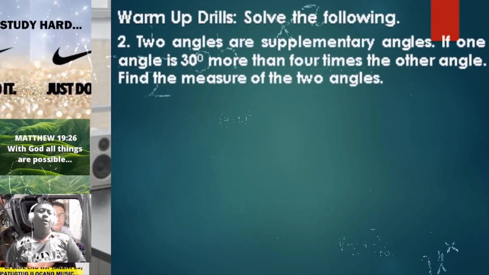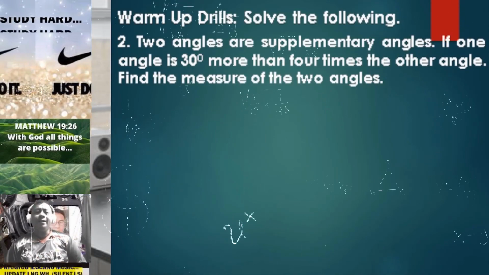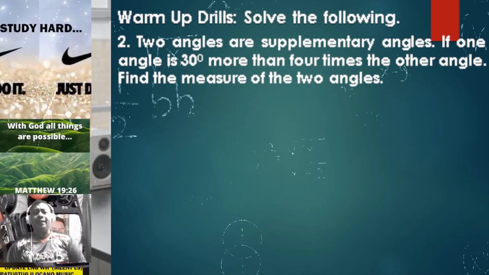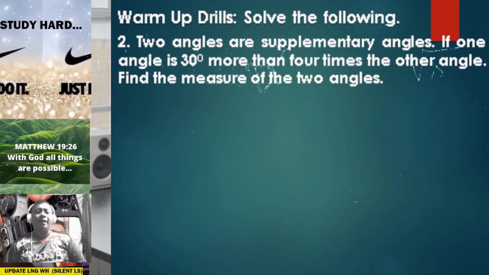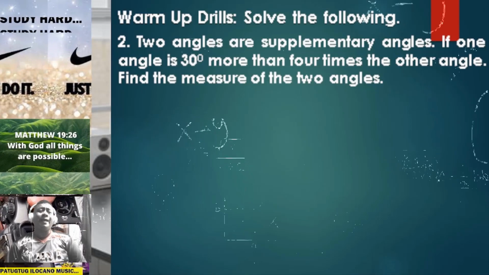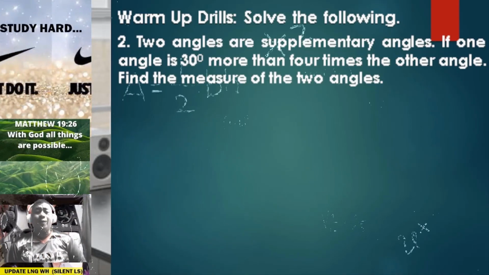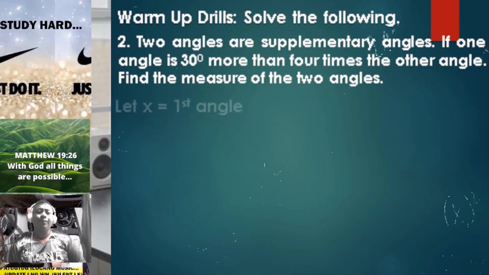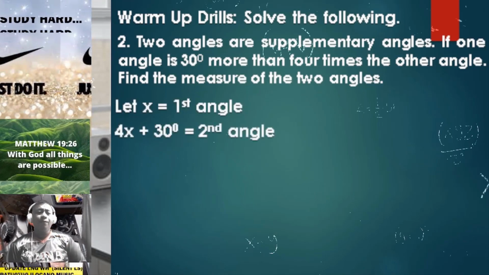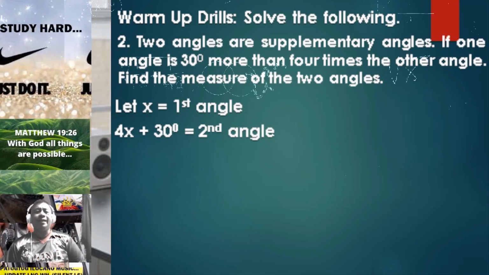Number 2. Two angles are supplementary angles. If one angle is 30 degrees more than 4 times the other angle, find the measure of the two angles. Again, when we talk about supplementary angles, the sum of the measures of the two angles is equal to 180 degrees. Let x be equal to the measure of the first angle. 4x plus 30 degrees be equal to the measure of the second angle.